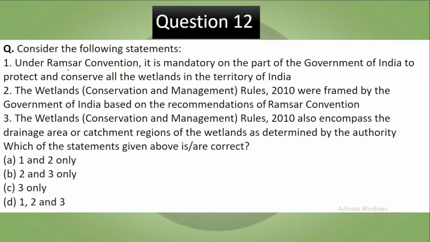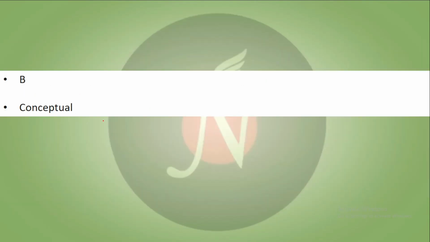Consider the following statements. Under the Ramsar Convention, it is mandatory on the part of the government of India to protect and conserve all the wetlands in the territory. The Wetlands Rules 2010 were framed by the government of India based on recommendations of the Ramsar Convention. The Wetlands Rules of 2010 also encompass the drainage area or catchment regions of wetlands as determined by the authority. Which of the statements given above is correct? Pause the video, try to think about it. Now let's see the answer. So your correct answer to this is B.